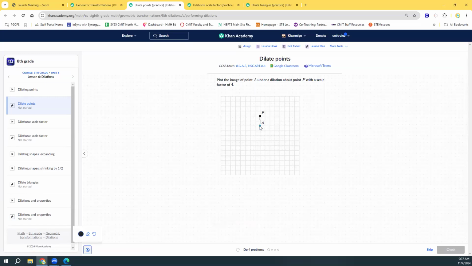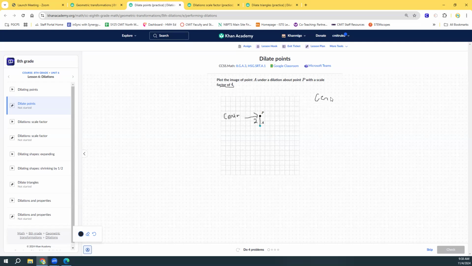What we first want to know is what is the center? The center is point P. I know that because it's the black dot. Okay, and how far is our pre-image away from the center? It's 2. Okay, so A prime is going to be 4 times that distance.